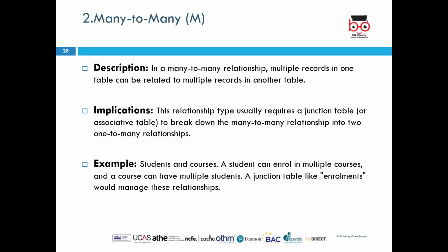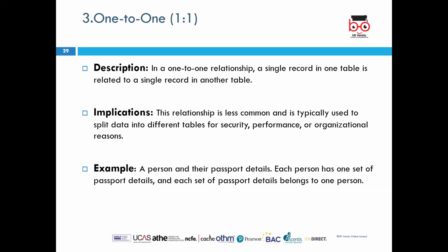Many-to-many: here we have multiple records in one table that can be related to multiple records in another table. So what are the implications for this? This relation type usually requires a junction table or associative table. One-to-one is simply a single record in one table which is related to a single record in another table.